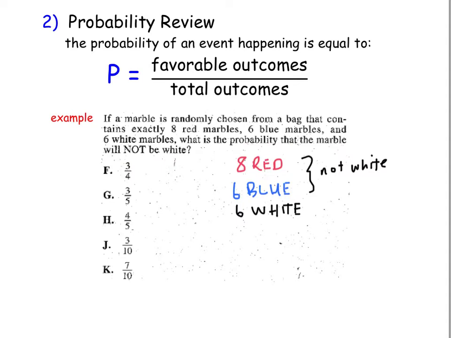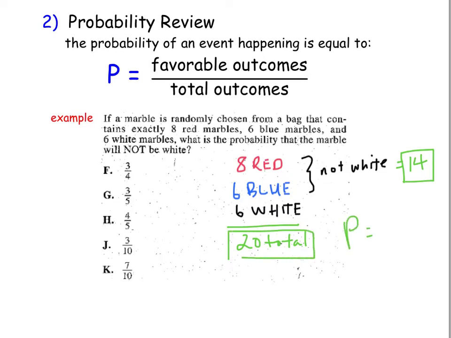Okay, so the first thing I got to determine is how many total outcomes, and that's just simply adding 8, 6, and 6, which gives me 20 total outcomes. If I look at not white outcomes, you have 8 red and 6 blue, so not white outcomes gives me 14. So when you're looking at this probability, you got favorable outcomes at 14, total outcomes at 20. So the probability that a marble is not white when it's chosen is 14 out of 20. And if you look at the answer, you're like, I don't see 14 out of 20.